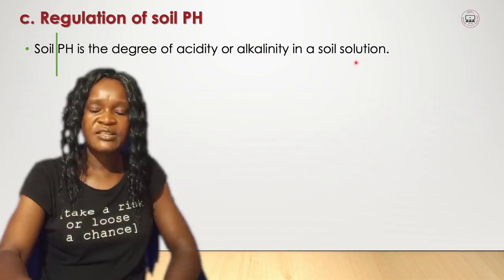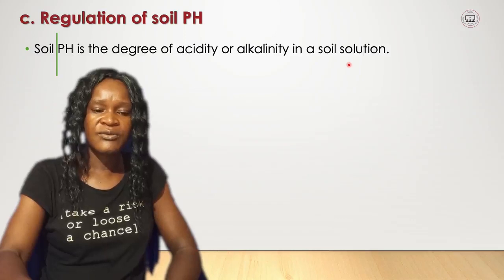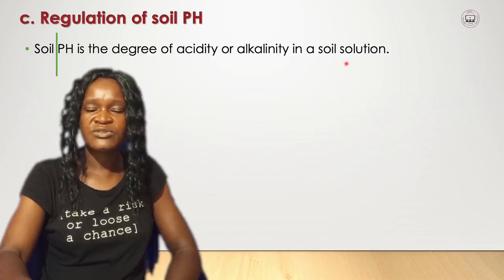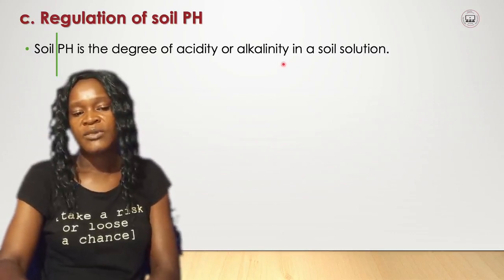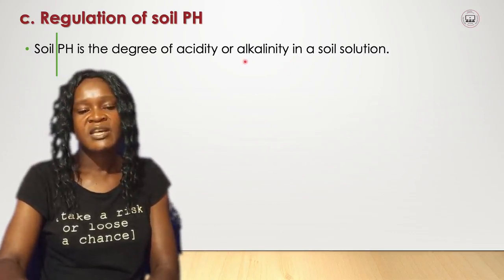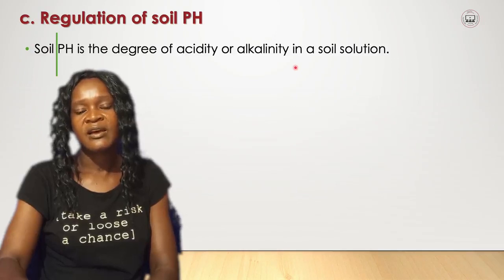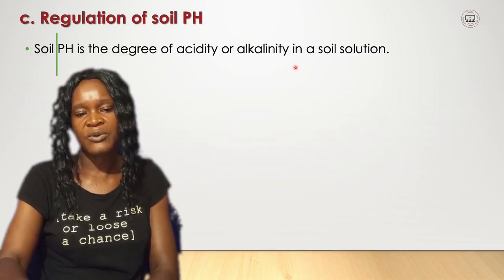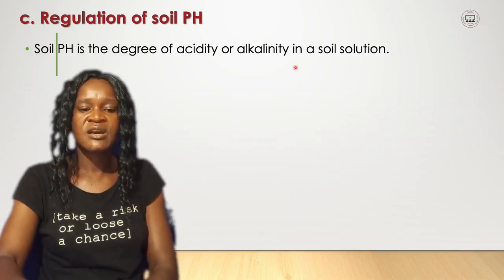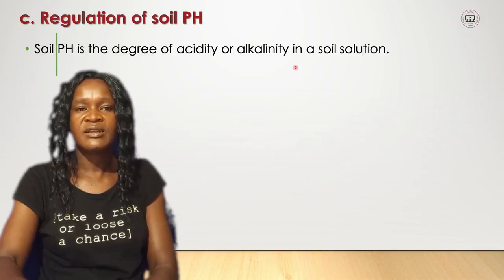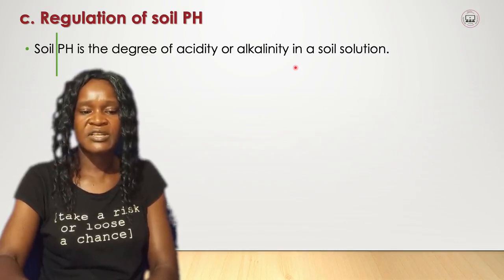If we can test the soil, you find that some of the soils are acidic and some of them are alkaline. When the soils are too acidic as well as when they are too alkaline, they are not good for crop growth. In short, it means they are not fertile.